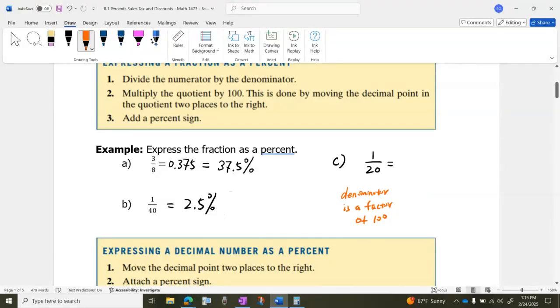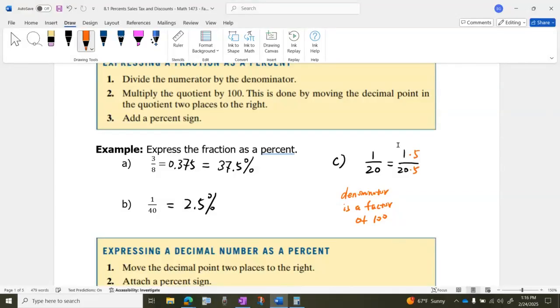We don't even have to go through the decimal. This is how we do it, all right? 1 over 20, the denominator is 20. 20 is a factor of 100 because 20 goes into 100 5 times. 100 is 5 times bigger than 20, right? For that reason, we can do this. We're going to multiply both top and bottom by 5.